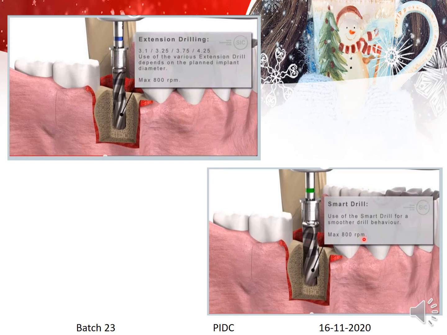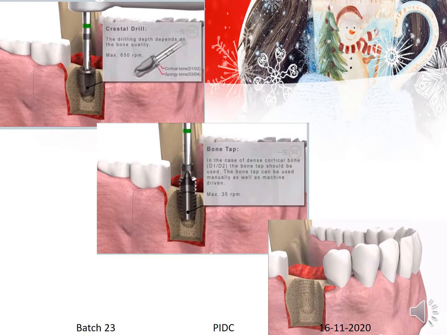After all this, use a smart drill for smoother drill behavior. Once you have achieved your desired depth as well as your height, you go in for something called a crestal drill. This drill depends on the bone quality. You are just drilling the crest, that is the upper part alone, with the help of this crestal drill, followed by which you go in with something called bone tapping.